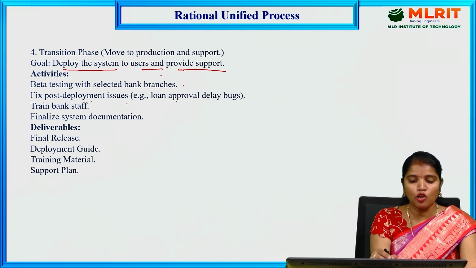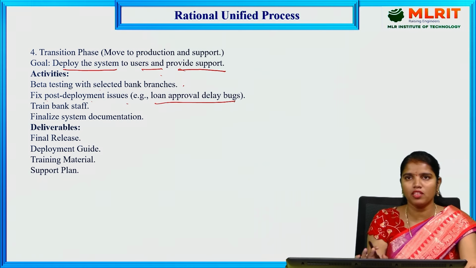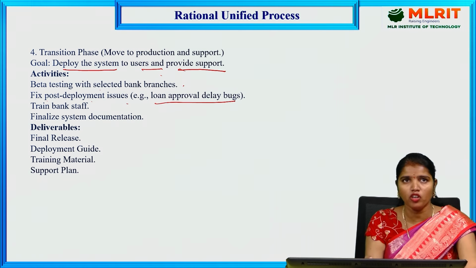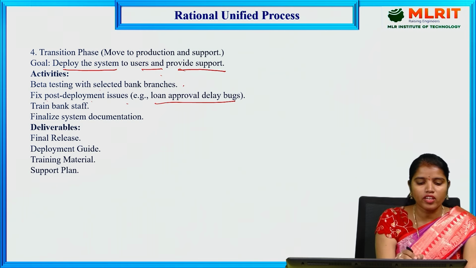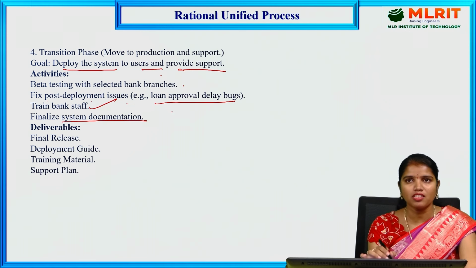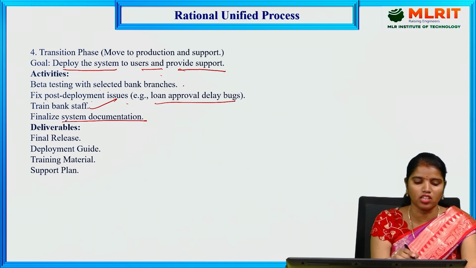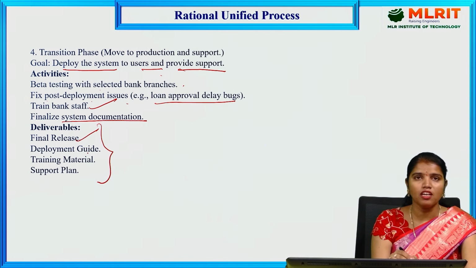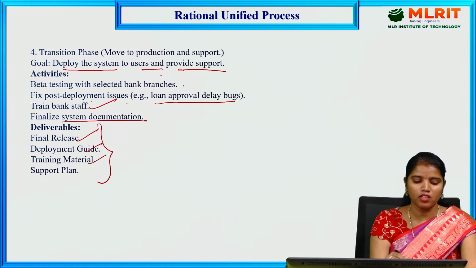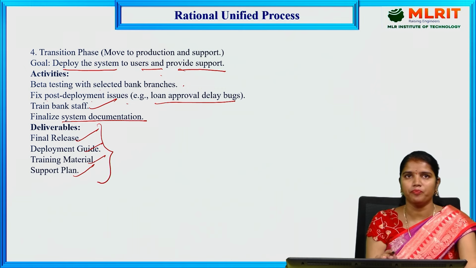For example, loan approval delays, or any bugs that are found, we have to resolve them and train the bank staff. And finally, we have to finalize the system documentation, and check whether the documentation is clear or not. We have to check this in the activities. The deliverables here are the final release, deployment guide, training material, and support plan.